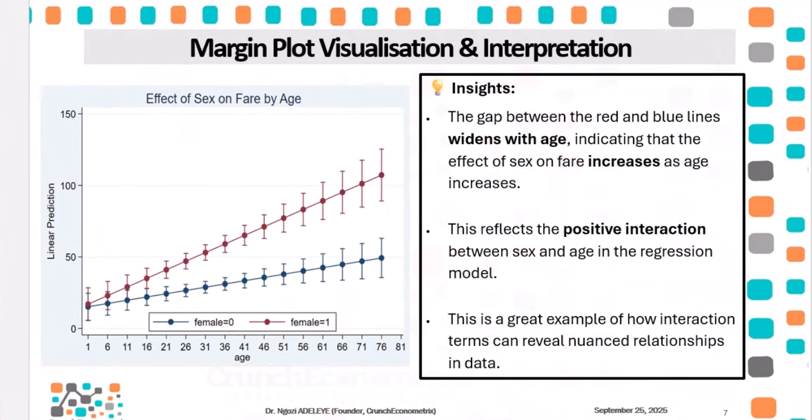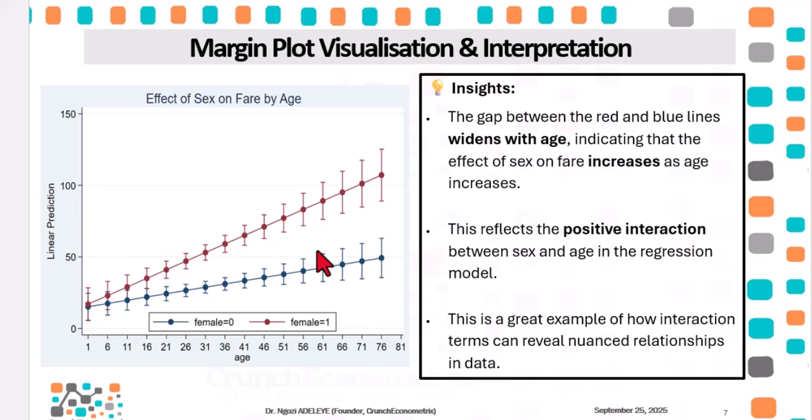So let's move over to PowerPoint. There are several insights we can get from this visualization. My interpretation may be different from yours, and again, I would love to hear your opinion. First insight, I observed that the gap between the red and the blue lines widens with age. So the gap between male and female increases with age. What does that tell us? It indicates that the effect of sex on fare increases as the age increases.